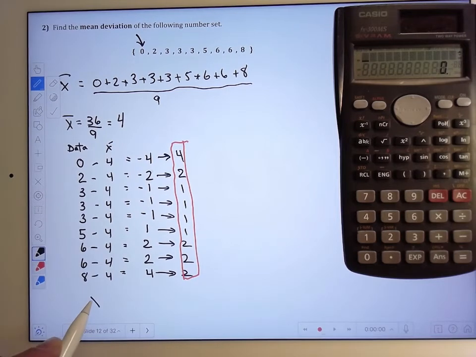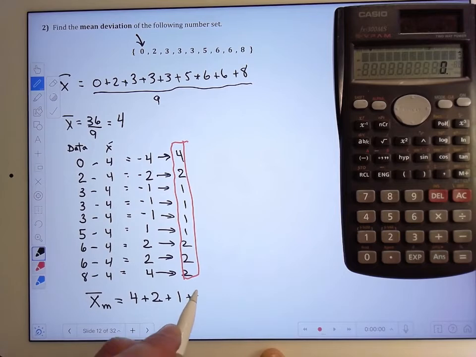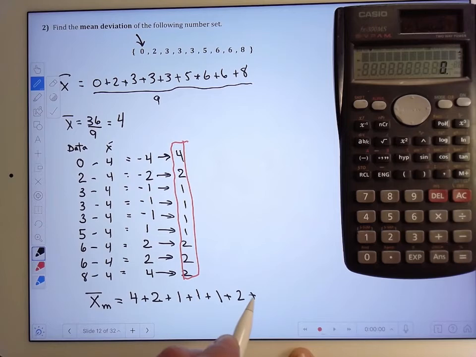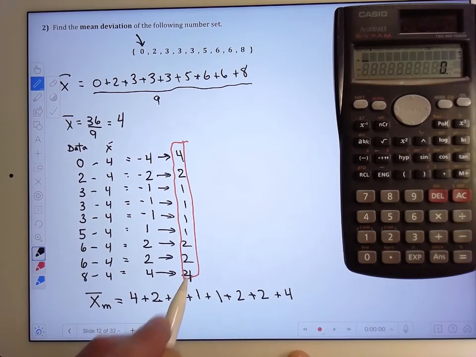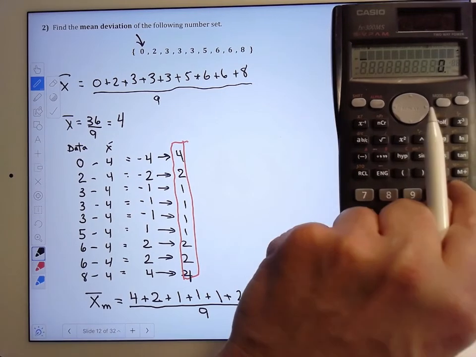So my mean deviation will be equal to 4 plus 2 plus 1. Notice it's all the positive numbers. Plus 2 again. Oh, caught my little typo there. Okay. And then I have to divide that by 9, because there are 9 values there.